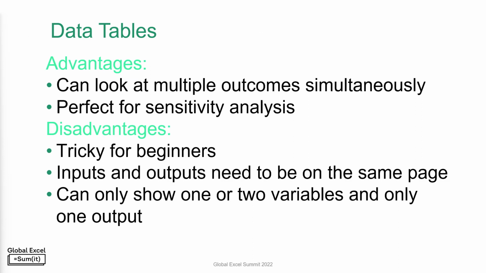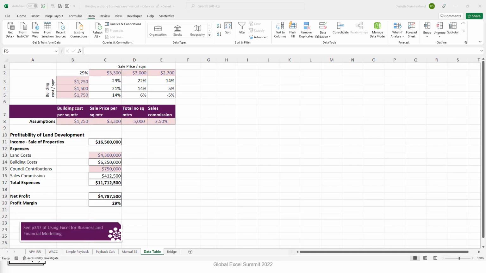Because you can look at multiple outcomes simultaneously, it's great for sensitivity analysis. It can be a little bit tricky for beginners, and I guess you can only show one or two variables and of course one output. So in this example, if you wanted to show the net profit, for example, you'd need to create another data table.